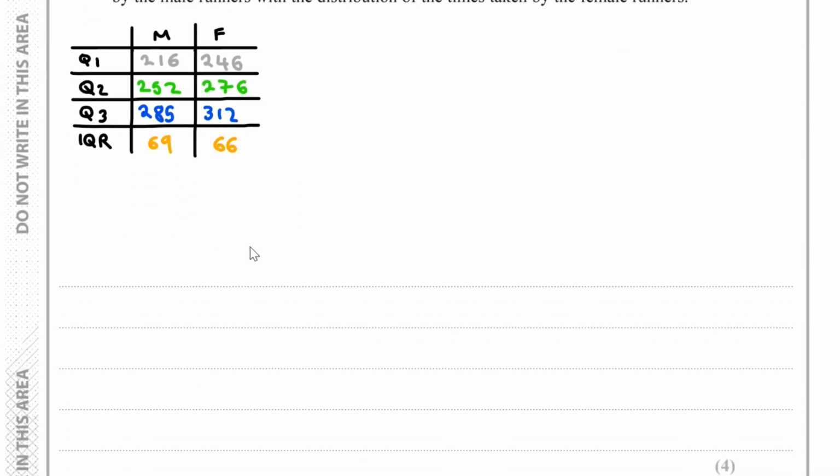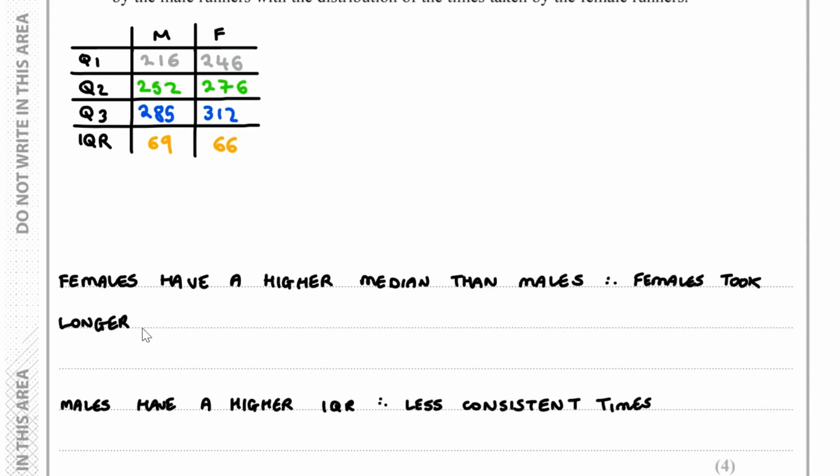So with these we can make two comments, one about the median and one about the interquartile range. So females have a higher median than males, and that's what we see here. So therefore females took longer, and males have a higher interquartile range, so therefore their times are less consistent.